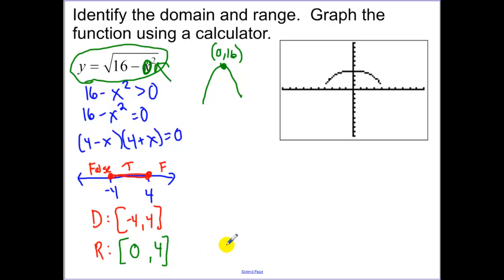Now, the graph is a little deceiving on our calculator because of the amount of pixels on the screen. The graph should look like a half of a circle, just so that you guys know. And this is going to become very important to us second semester.